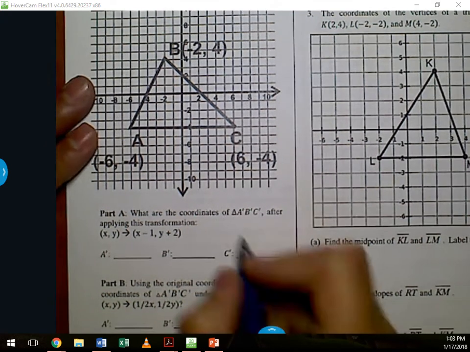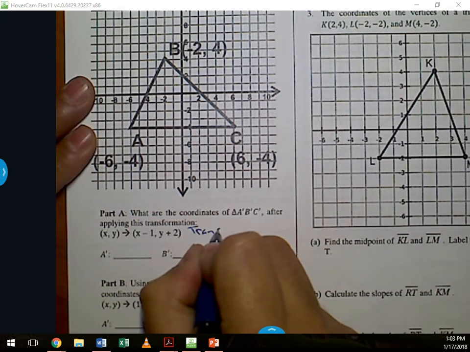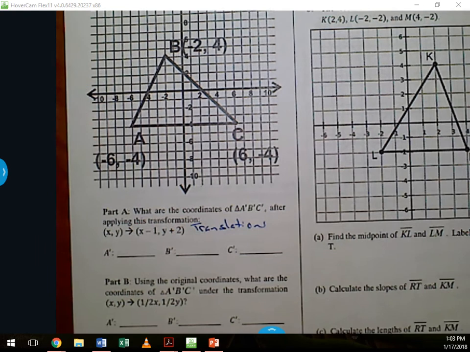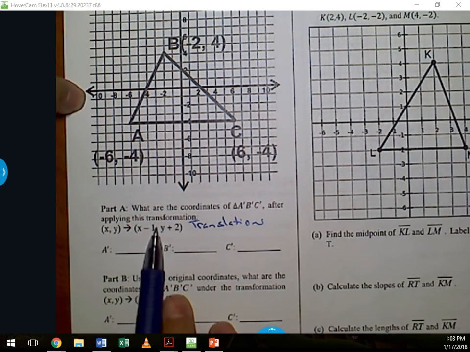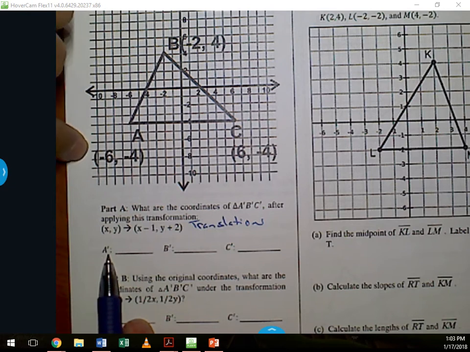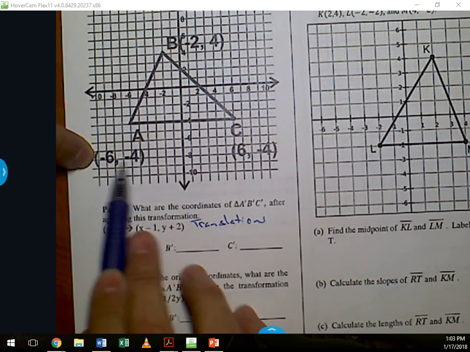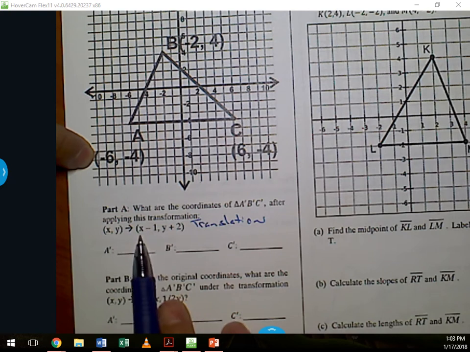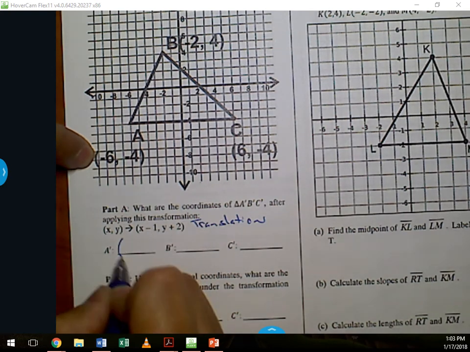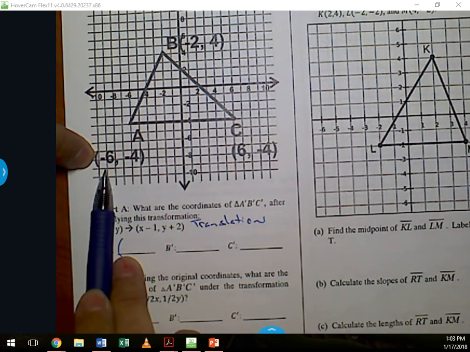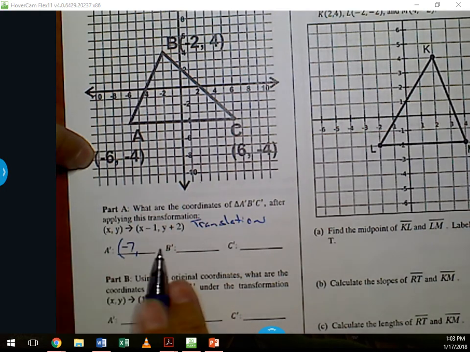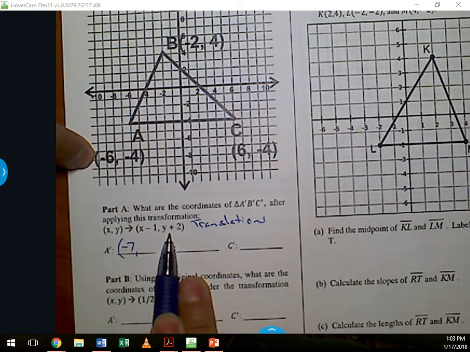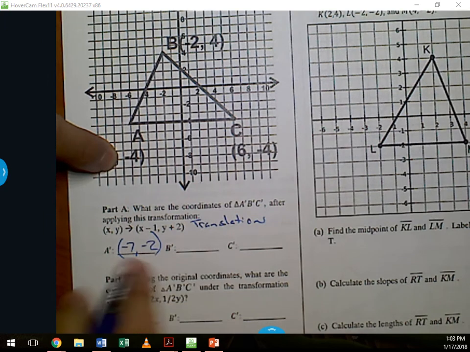So we did these first semester. So we have translation here. Now, let's take a look. For this right here, I'm going to take A, and for A prime, so I have this is my A. So x minus 1. So what is going to be my value here? So negative 6 minus 1 gives me negative 7, comma. What am I doing to the y value? Add 2. So I get negative 2. Very good. So there's A prime.